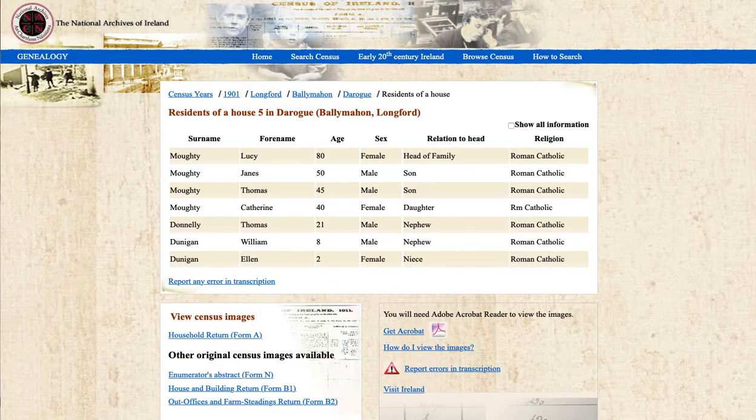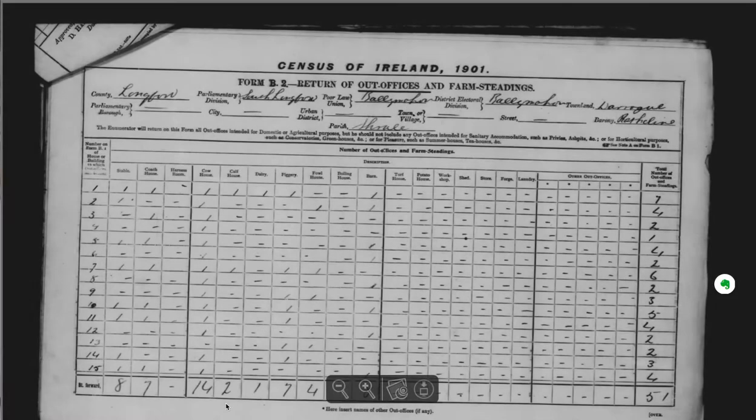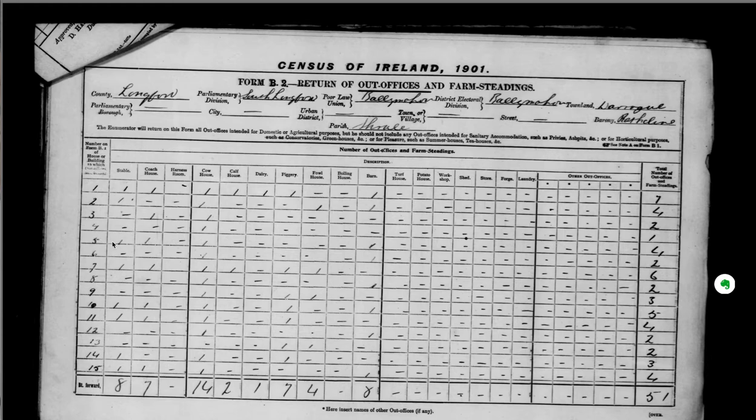Now again, going back, we can also look at the out offices and farmsteading return. Now this would be the buildings. An out office is simply a building that's on the land. So if we look here, and again look at house number 5, you can see that there's a stable and a coach house, a cow house, and a barn on the property. So there are 4 additional buildings on that property.